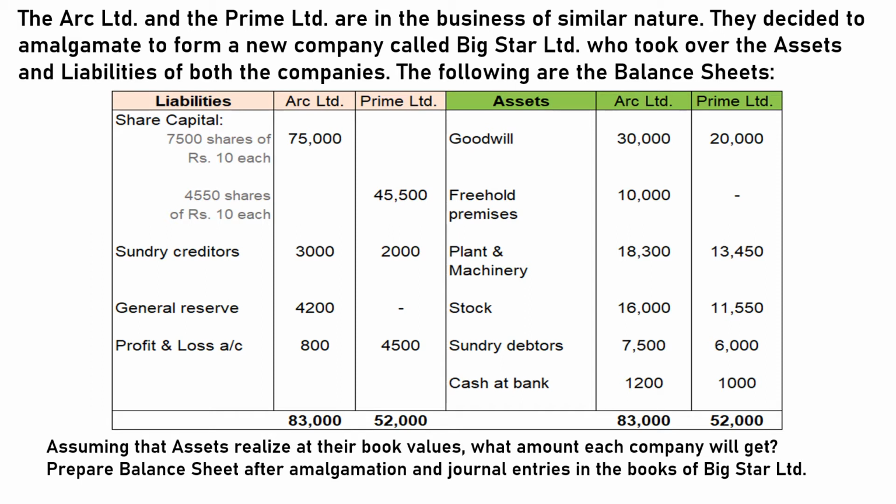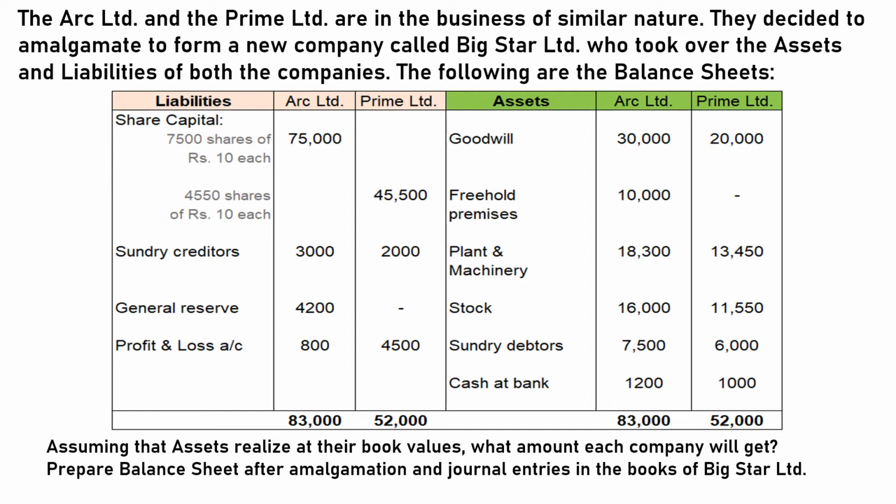On the asset side, we have goodwill worth 30,000 and 20,000 for ARC and Prime Limited respectively. Freehold premises show 10,000 only for ARC Limited. Plant and machinery is 18,300 and 13,450 respectively. Stocks are worth 16,000 and 11,550 respectively. Sundry debtors show 7,500 and 6,000 respectively. Cash at bank is rupees 1,200 and 1,000 for ARC and Prime Limited respectively.